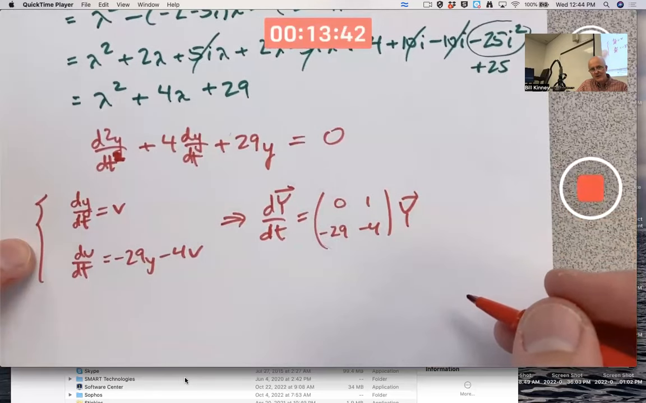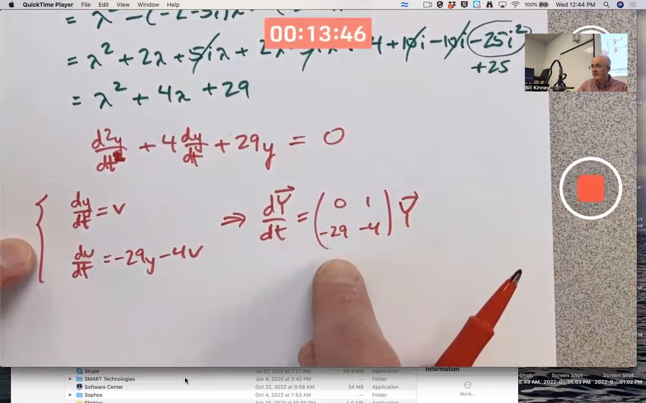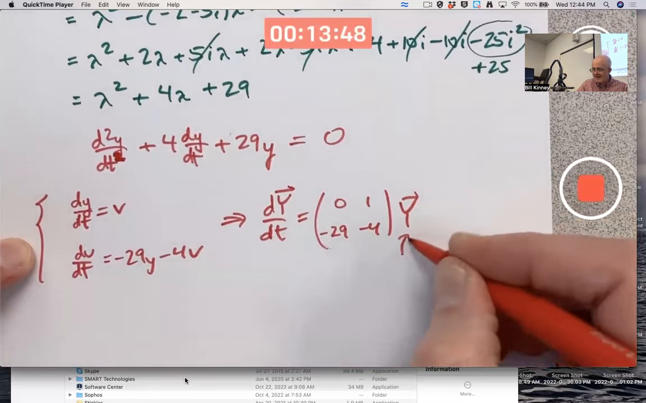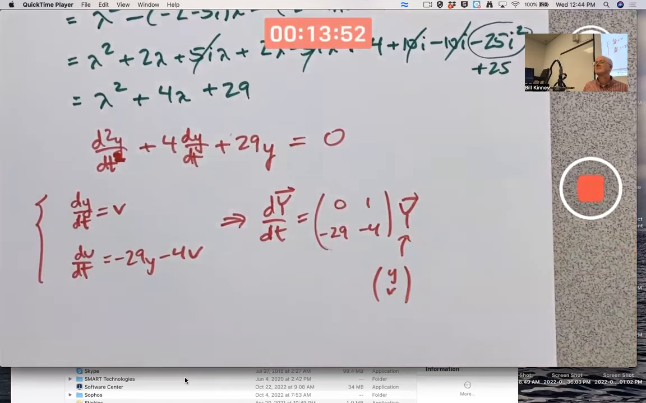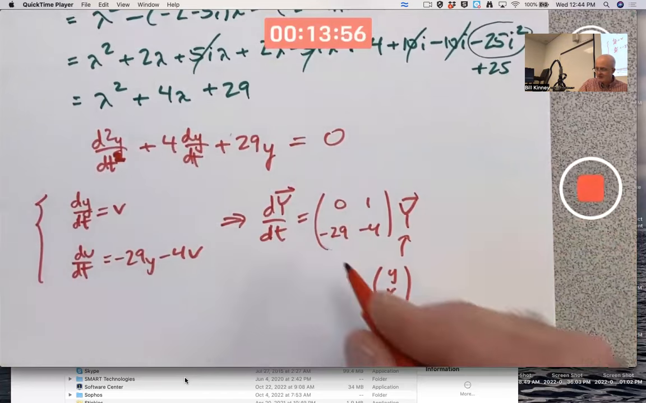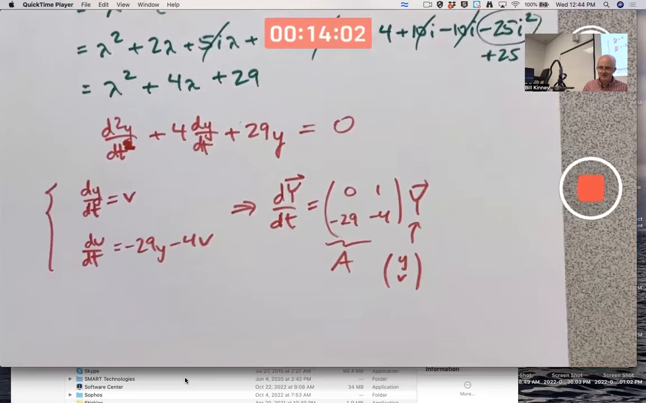This is two first order scalar equations. This is one first order vector equation. They're equivalent to each other, where y is the vector little y, little v. And there's your matrix A. I claim the eigenvalues of A are negative 2 plus or minus 5i.